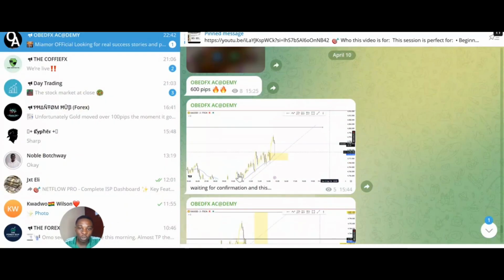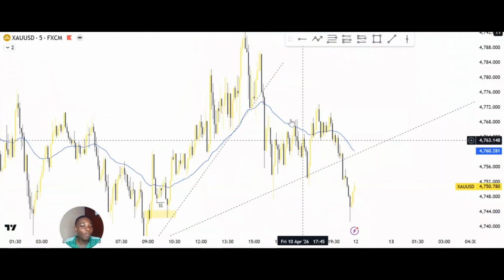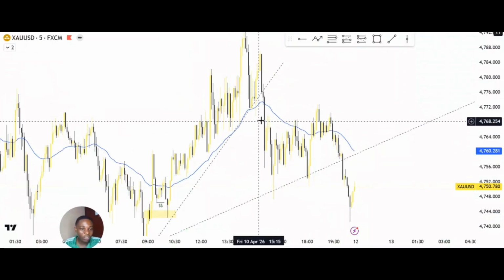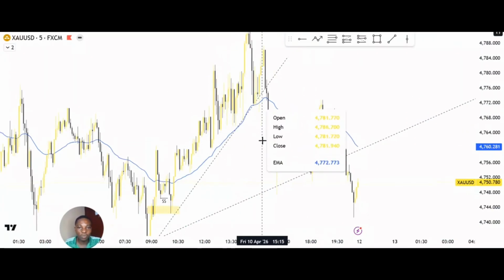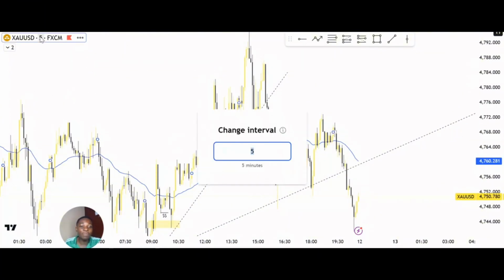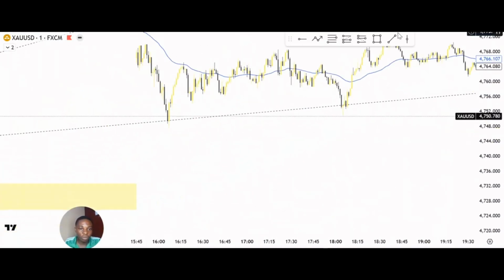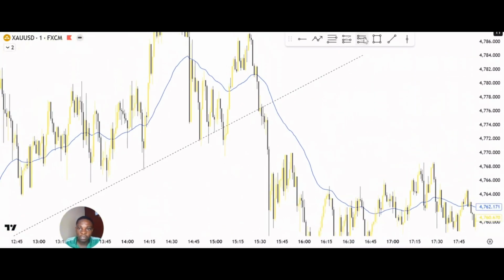So just be cautious. You see, I said price respecting key zones, still waiting for confirmation. Liquidity all over. After the news, liquidity was everywhere. So if you don't wait for confirmation, you just get taken out. As soon as price tapped this one, I had my other block on the 1 minute time frame, but I didn't take it because I wanted to confirm that it would hold. It did hold, as you can see.